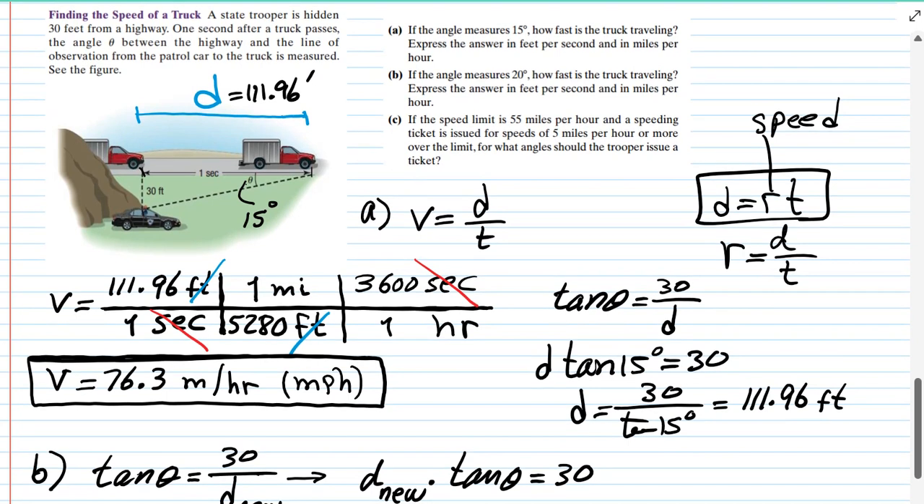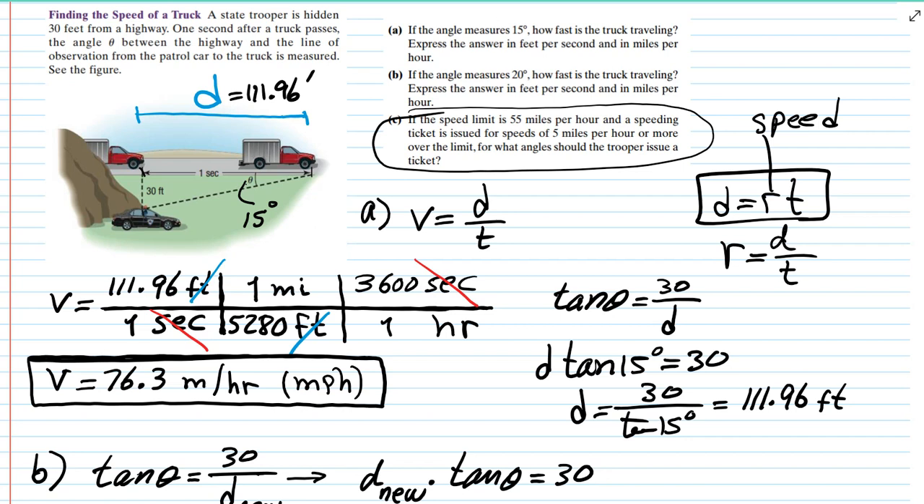Now, in part C, if the speed limit is 55 miles per hour and a speeding ticket is issued for speeds 5 miles per hour or more over the limit, in other words, you have some flexibility. In a 55 mile zone, you can go up to 60 and they say, yeah, that's fine, close, that's okay. And beyond that, you get, let's say, a citation. So really, to get ticketed, you have to do more than 60 miles an hour according to part C.